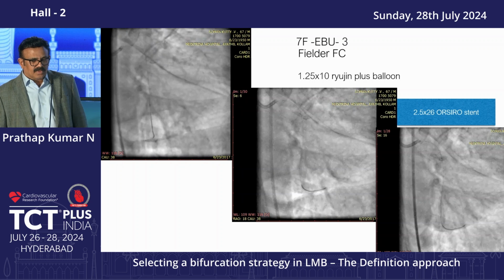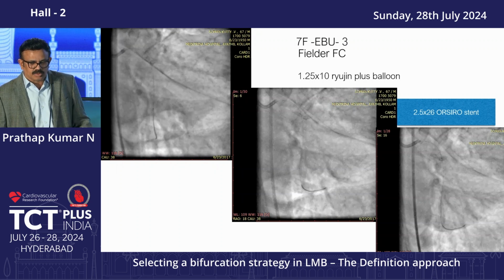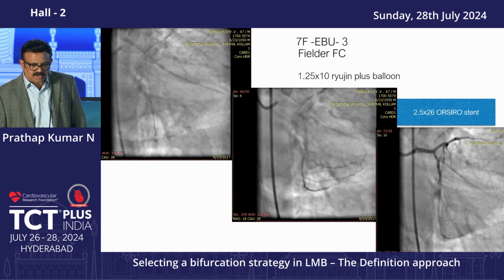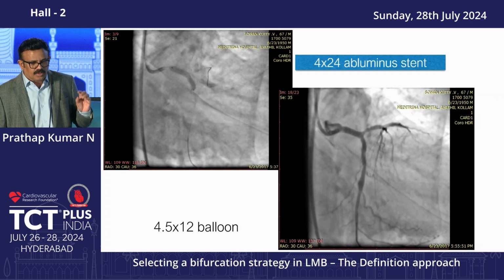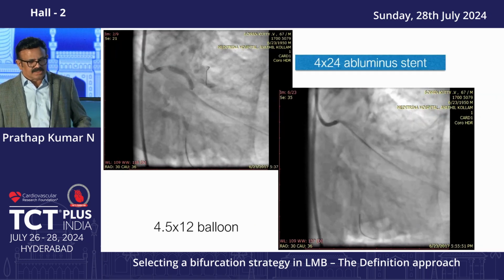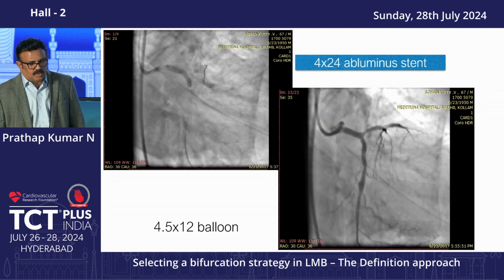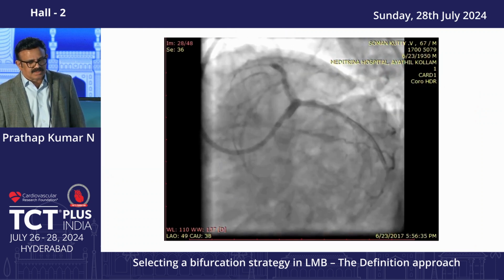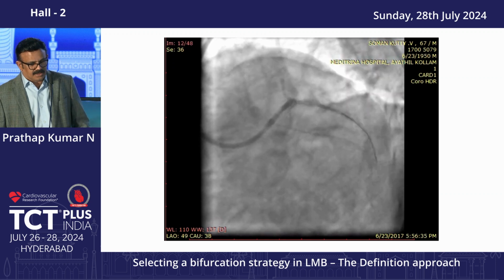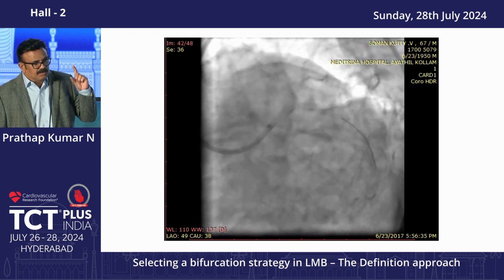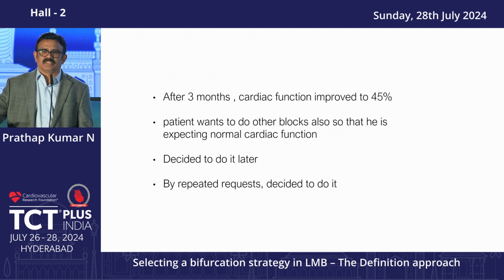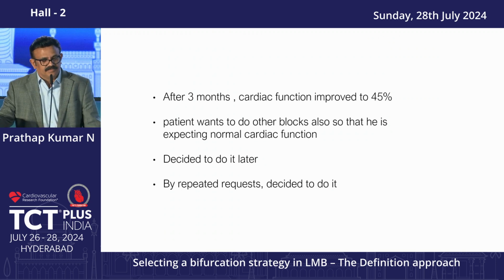And the patient came. We used a 1.25 balloon. We put a 2.5 into 26 stent. Then I did a 4 into 24 stent. I just left the patient with a 4.5 balloon dilatation and sent the patient away. And this was the final result. I did not touch the LAD. I was focusing on the moderate MR the patient had. So after 3 months, the cardiac function improved to 45%.